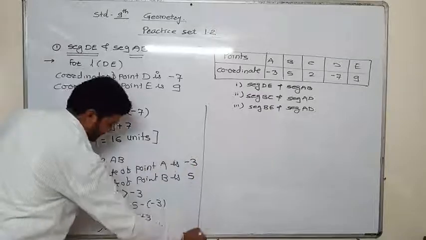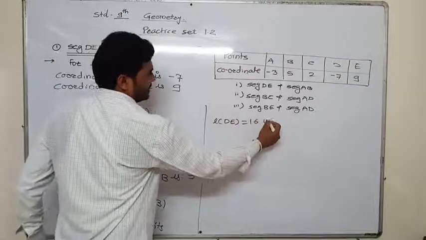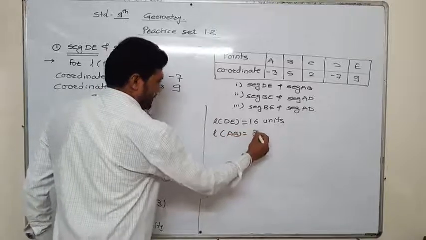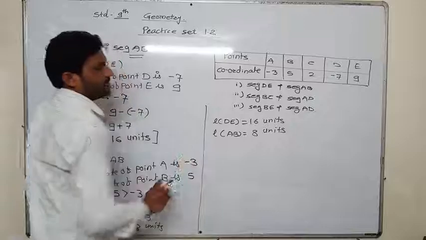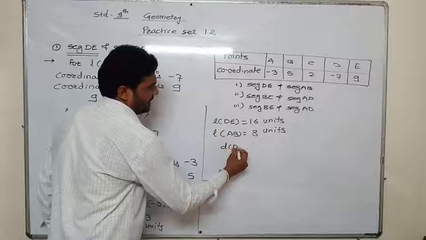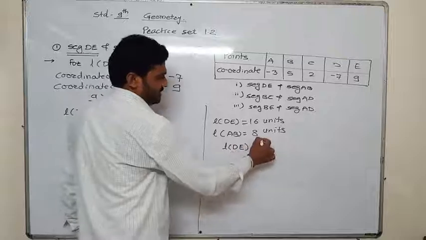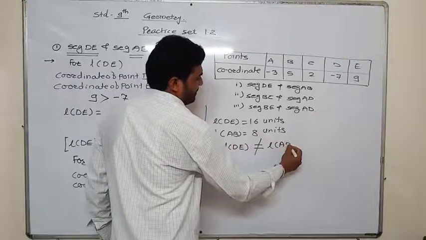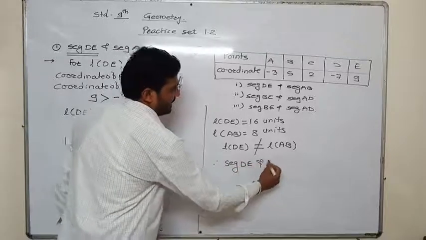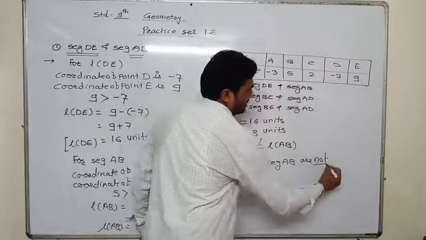तो मैं यहाँ पर लिखूंगा length of DE is equal to 16 units. Length of AB is equal to 8 units, है ना? तो दोनों की लेंथ सेम है क्या? नहीं है. So here distance DE is not equal to length AB. Therefore, segment DE and segment AB are not congruent.